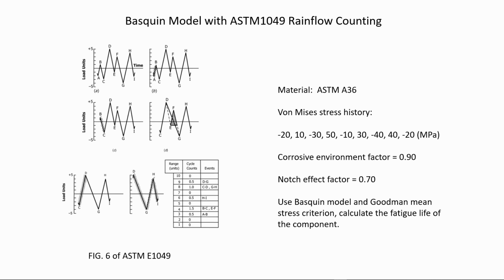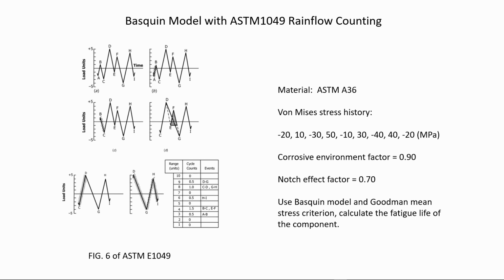A mechanical component made of ASTM A36 is loaded with cyclic, von Mises stress history in one event as follows: -20, 10, -30, 50, -10, 30, -40, 40, -20. The unit of the stresses is megapascal.